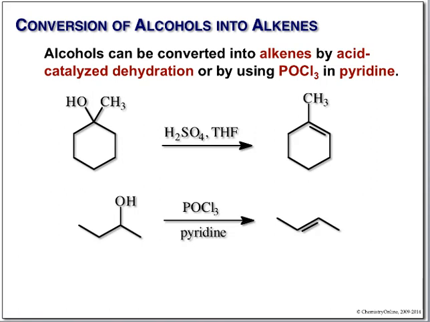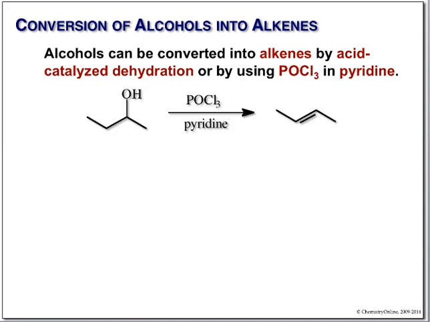There is, however, a more sophisticated way to do this. If instead of strong acid, we use POCl3, again in pyridine, our friend, we wind up with alkenes via an E2 reaction, no rearrangement, nothing ugly, a nice, simple way to make alkenes from alcohols. Again, we're going to get the Zaitsev product.